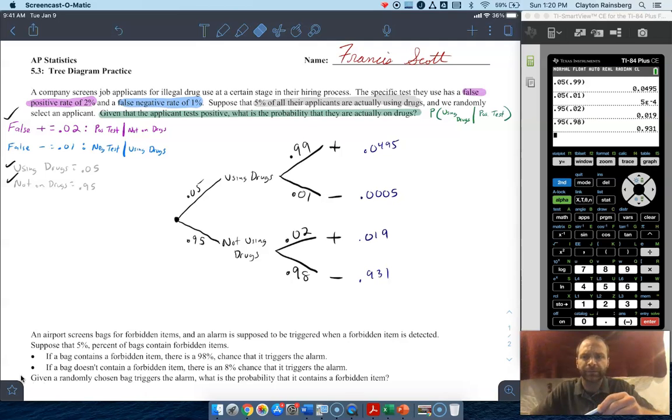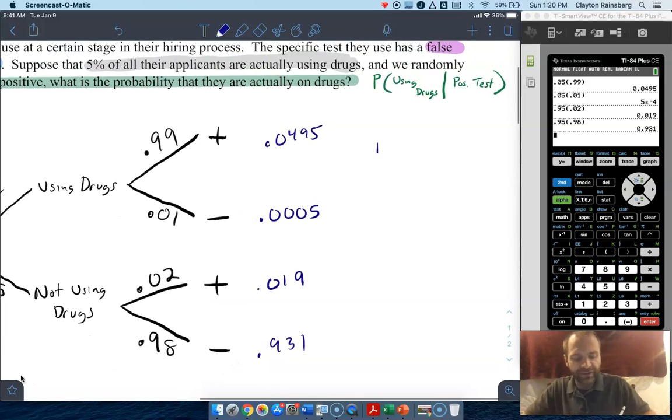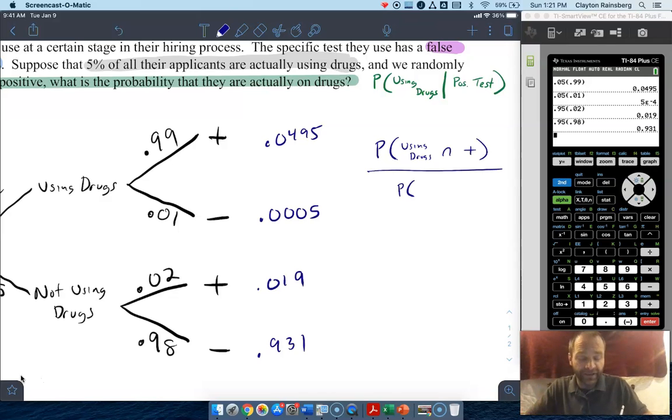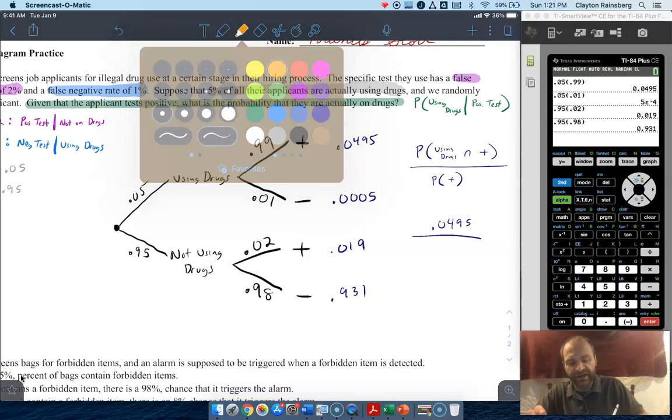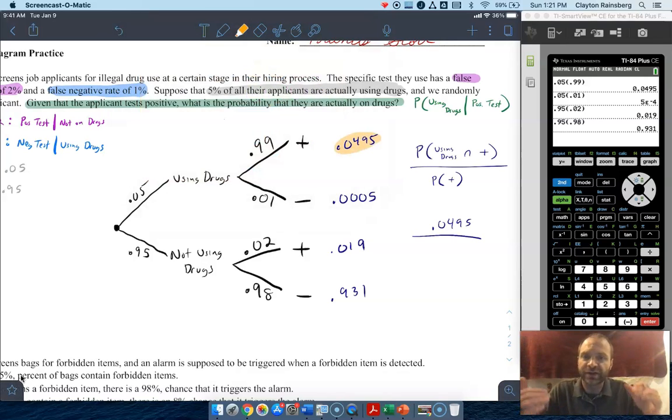So when I want to figure this out, I want to find the probability that the person's using drugs given that they test positive. Well, that's going to be the probability that they are using drugs and positive over the probability that they are positive. The first part is they're using drugs and they are positive. So that's going to be the 0.0495. That's this part right here, and I'll use the orange to highlight that. That's the using drugs and positive.